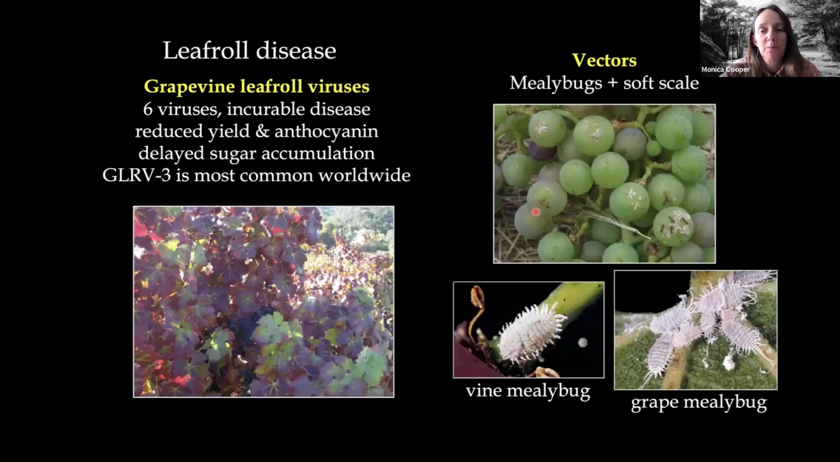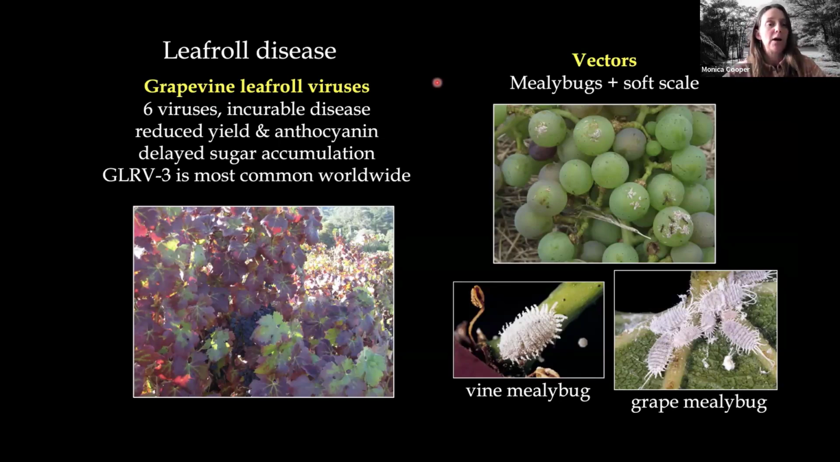So just to get a little bit of the basics at the start, leafroll disease, there are 6 viruses that are associated with leafroll disease. So the grapevine leafroll viruses. This is an incurable disease. So once the virus has infected the grapevine, there's no way at this point that we can cure the vines from that infection. So that means that the only way to get rid of the inoculum is actually to remove those infected vines from the field. And that's something that we'll be talking about.